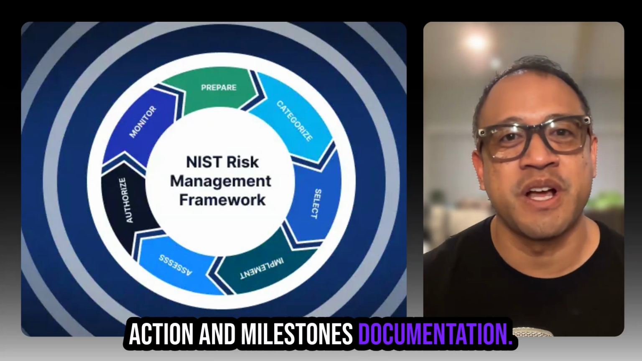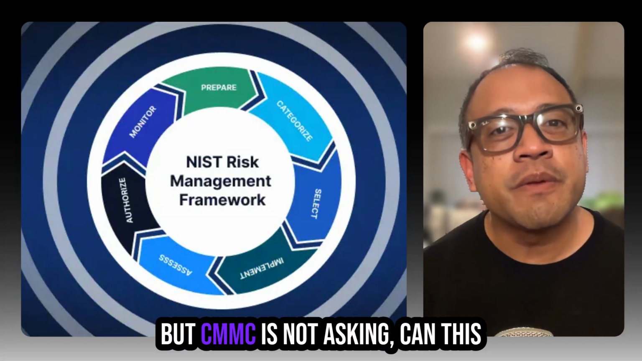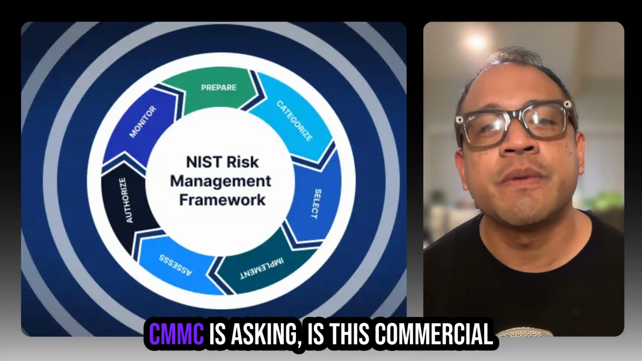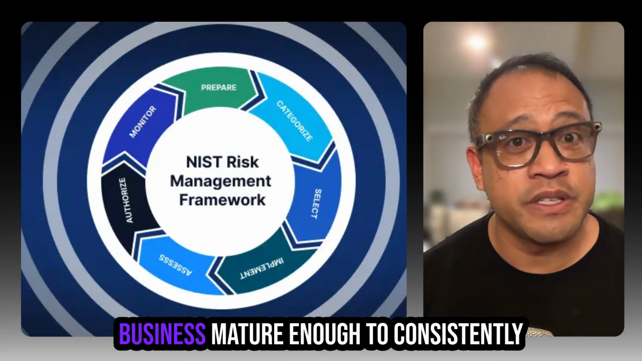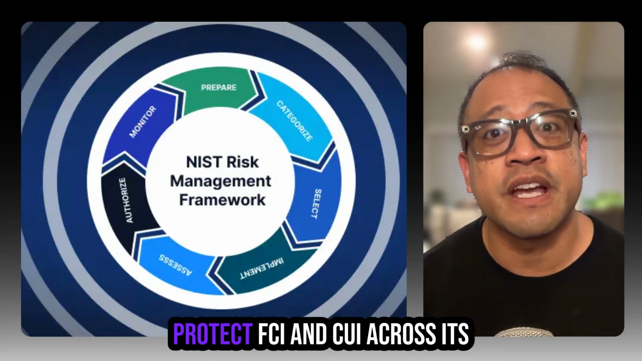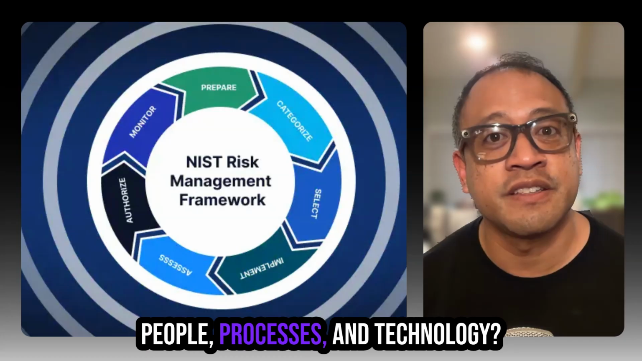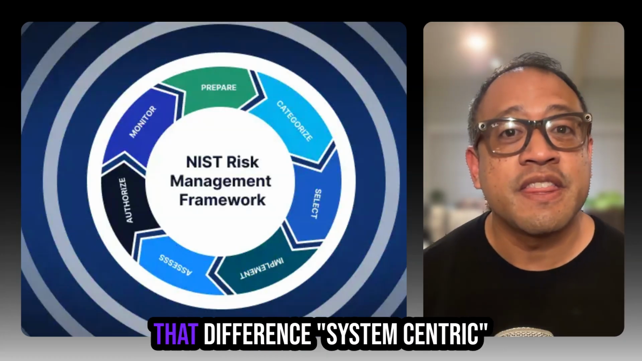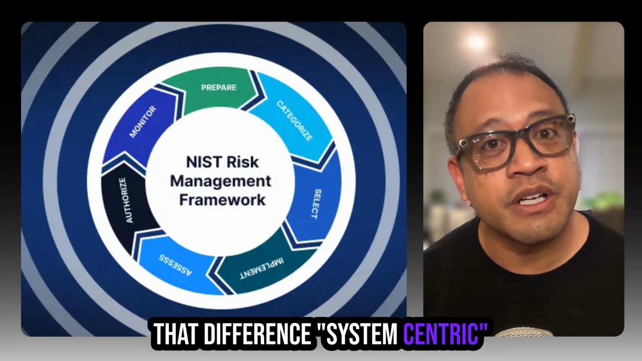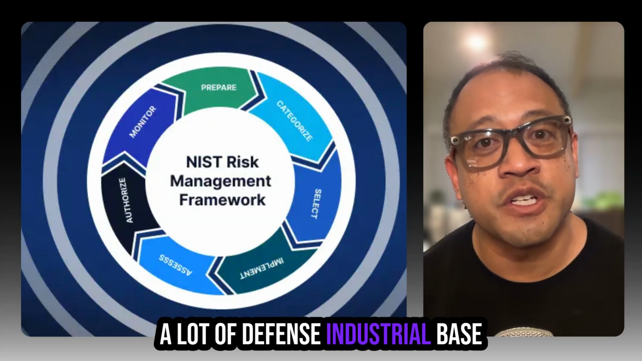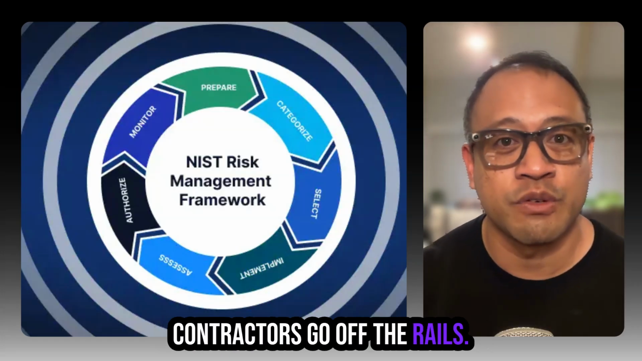action and milestones documentation. But CMMC is not asking, can this government system go live? CMMC is asking, is this commercial business mature enough to consistently protect FCI and CUI across its people, processes, and technology? That difference, system-centric versus business-centric, is where a lot of defense industrial base contractors go off the rails.